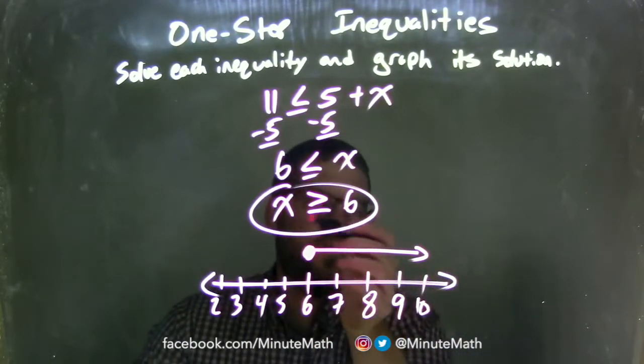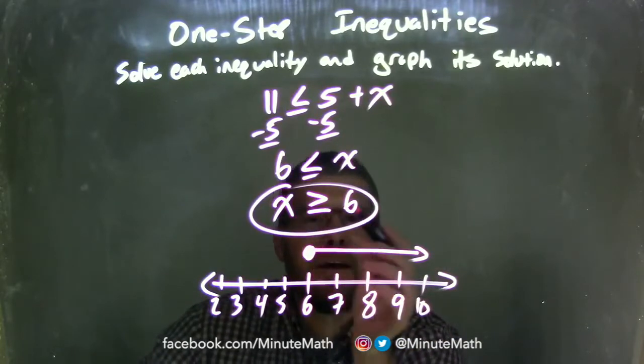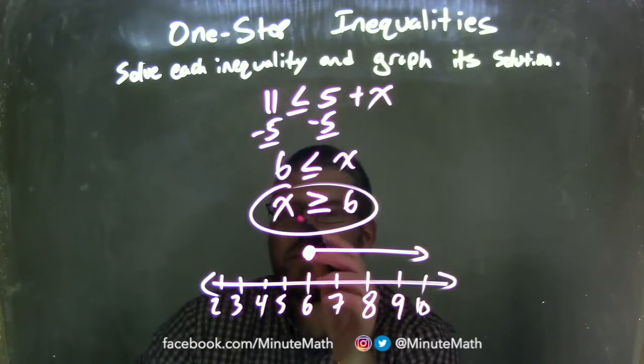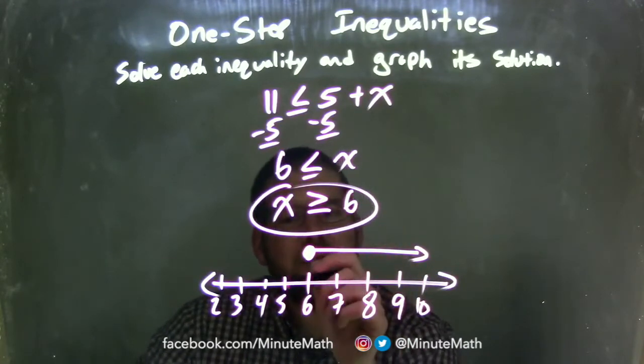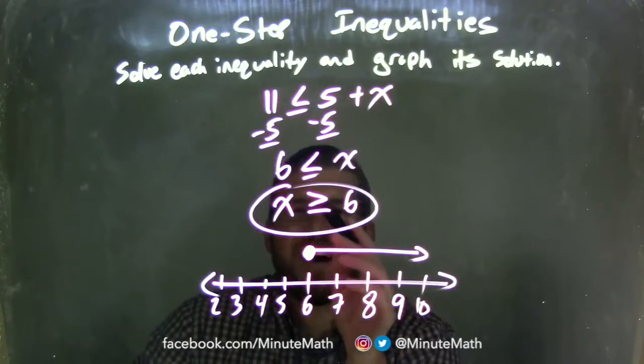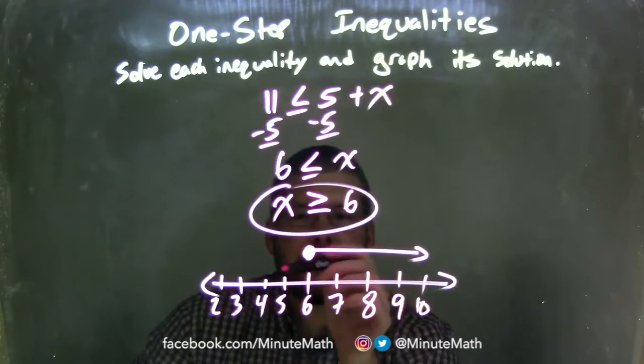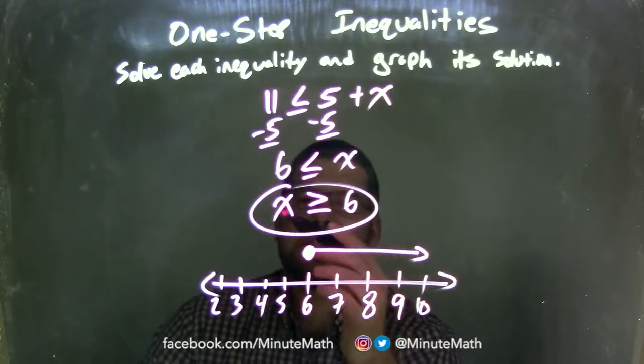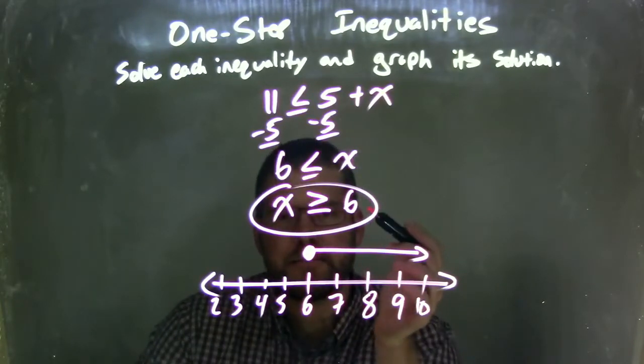8 fits, right? If I put 8 into this inequality, it makes it a true statement. So does 6, right? 6 is greater than or equal to 6. But 5 does not, right? 5 is not greater than or equal to 6. That's not true, and it doesn't match with my graph. So my graph does match my inequality, which is x is greater than or equal to 6.